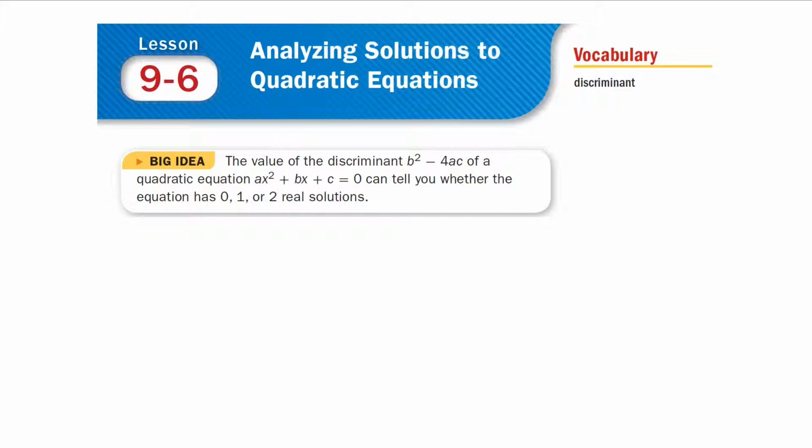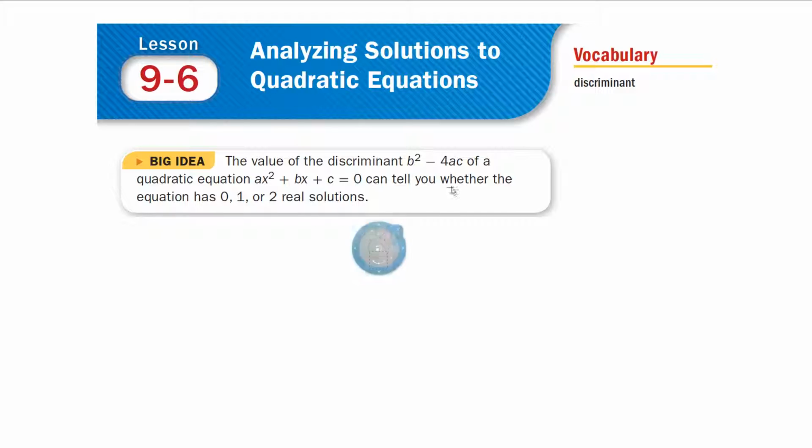Welcome to 9-6. We're continuing on with quadratic equations, and in this lesson we'll be learning how to analyze solutions to quadratic equations, and in particular we'll be looking at finding out the value of the discriminant. The discriminant is b squared minus 4ac. This is the term that's underneath the radical in the quadratic formula.